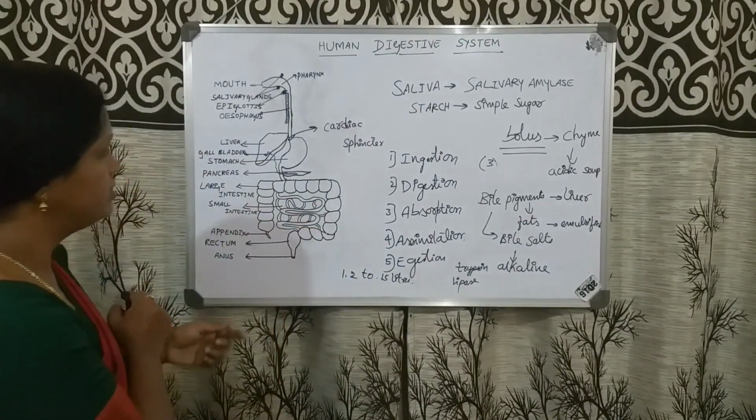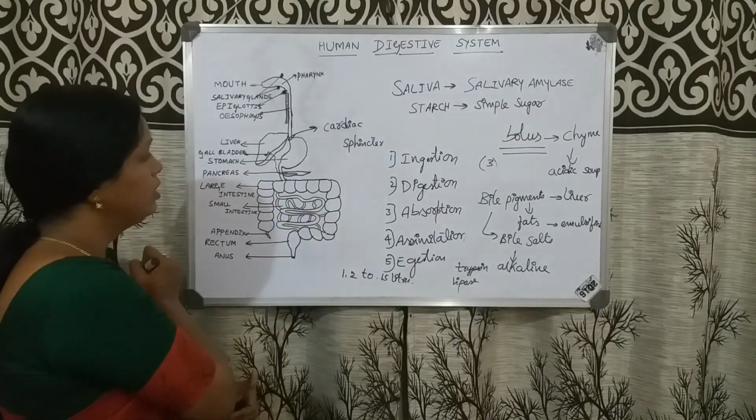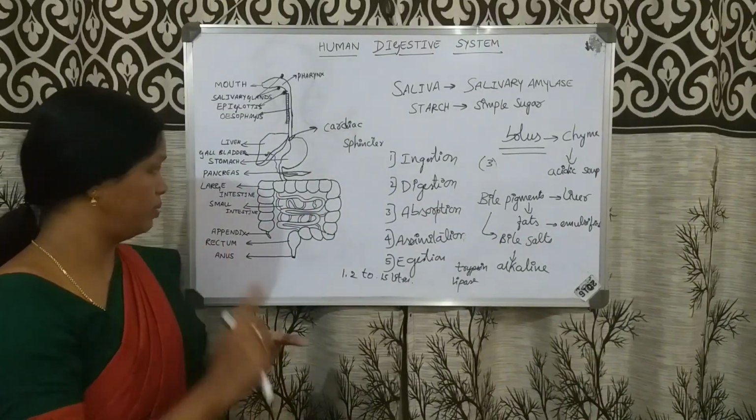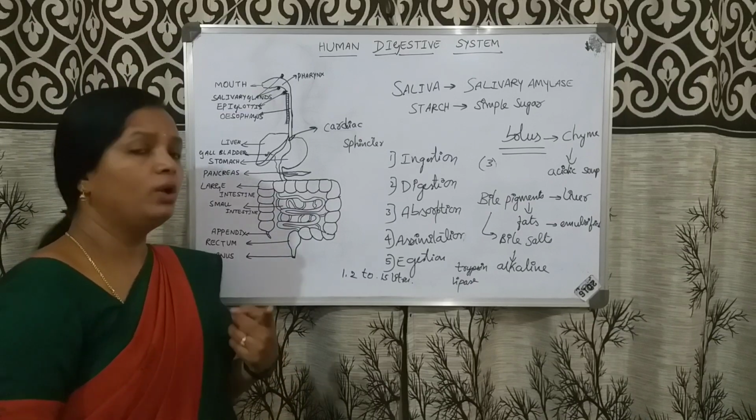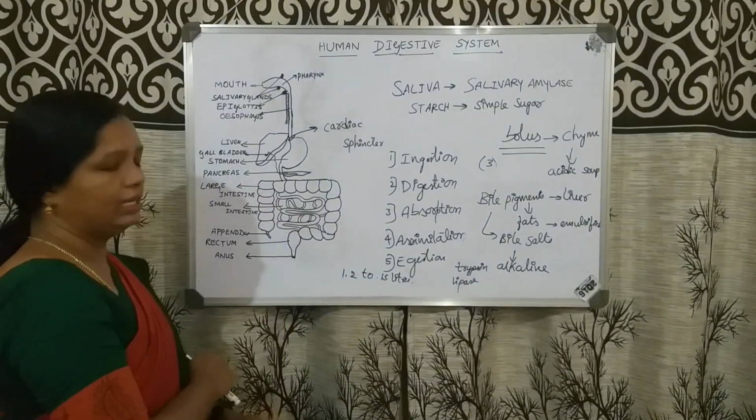So the next is, most of the digestion process takes place in the small intestine, wherein the carbohydrates, proteins and fats get digested, and the waste is eliminated through the anal canal.